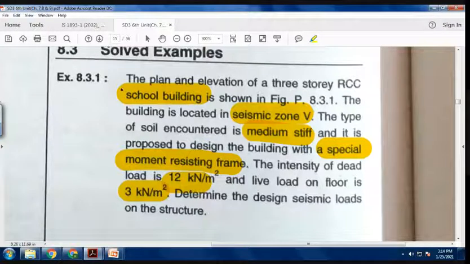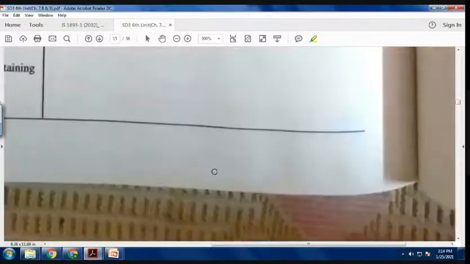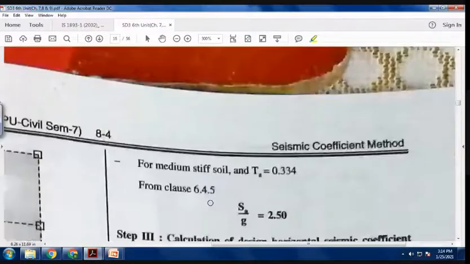Just read the question twice and underline or note down the important things. He says that it is a school building falling in zone number 5, the soil type is medium, and it is SMRF. Dead load he has given, live load he has given, and the plan he has given like this.